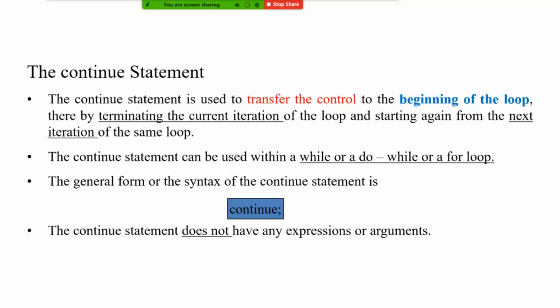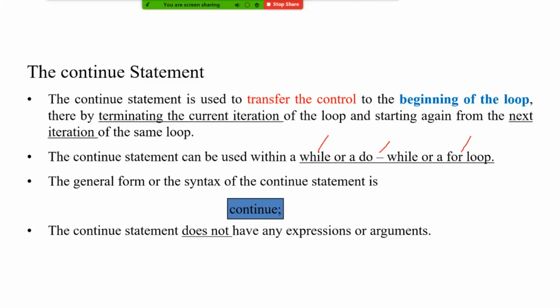For the continue statement, we have seen that it will transfer the control to the beginning of the loop. The loop can be a while loop, a do while loop, a for loop, or even a nested for loop, right? Even in a nested for loop, there will be 2 for loops. Wherever this continue statement is mentioned, the current iteration will be stopped and it will take the control to the beginning of the loop. That's all. So this difference you have to understand.